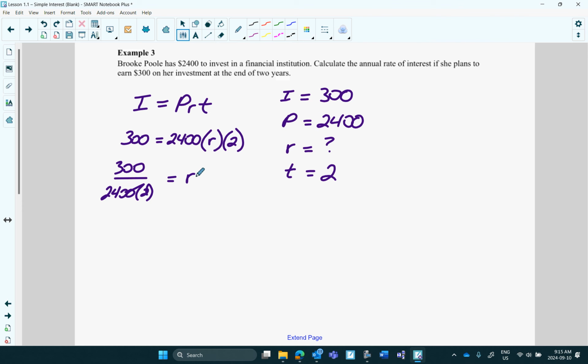Okay, so we get R is equal to 0.0625. But you got to change that to percent, so you got to move the decimal forward twice. So 6.25% is the interest rate you need.